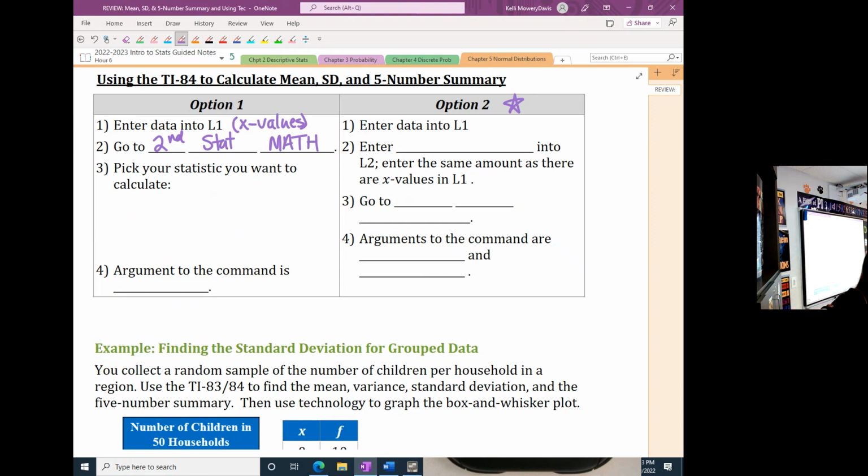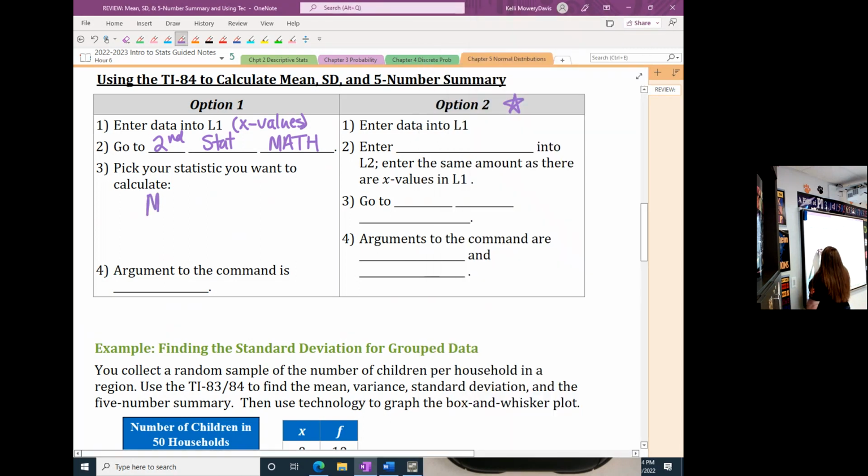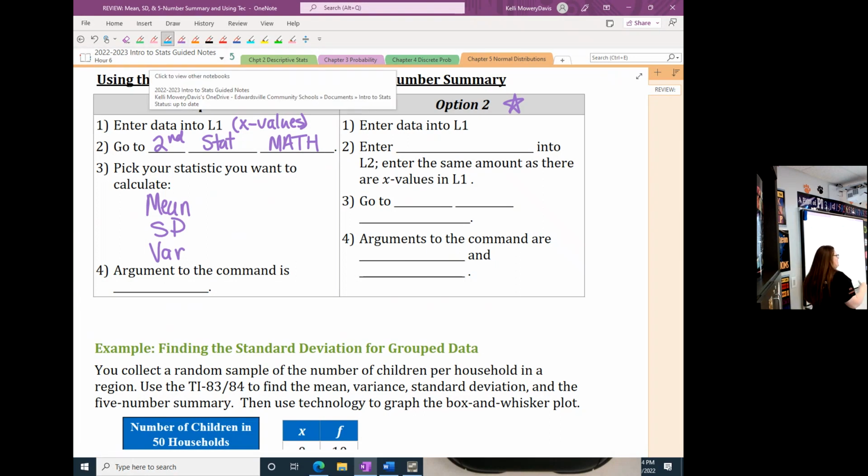What are some things that we might want to be able to calculate using those commands? What are some things we might want to use this for? The mean, which is 3, the standard deviation, the variance, right? Mean, standard deviation, variance. Okay, so there's one thing to note on this.